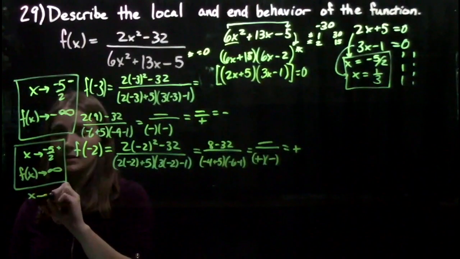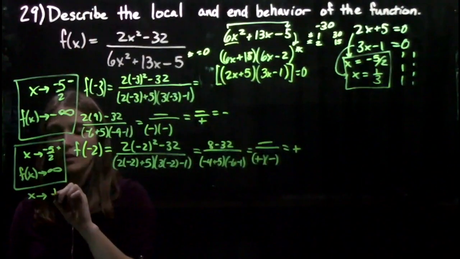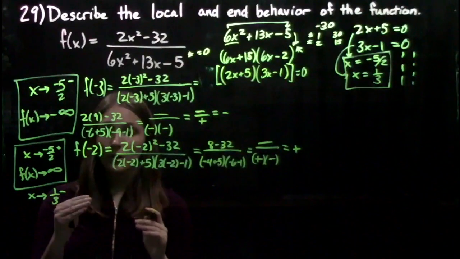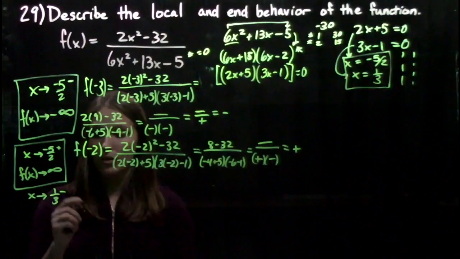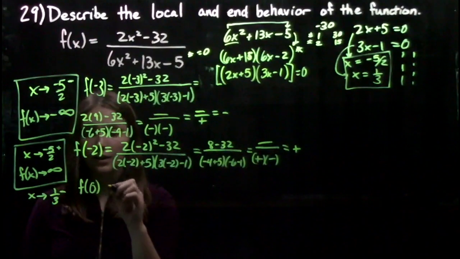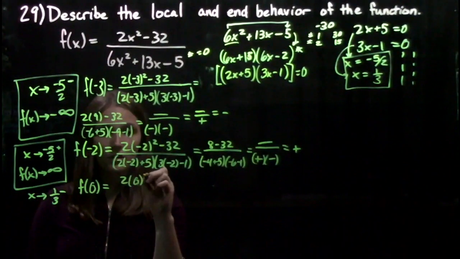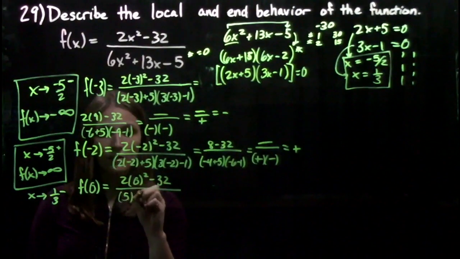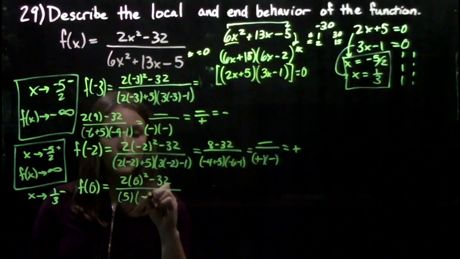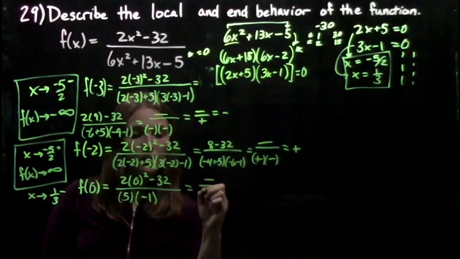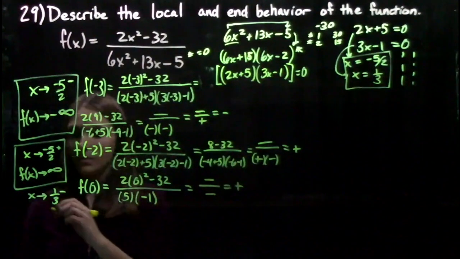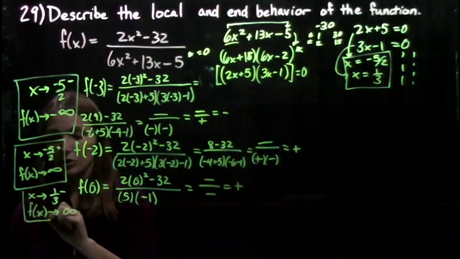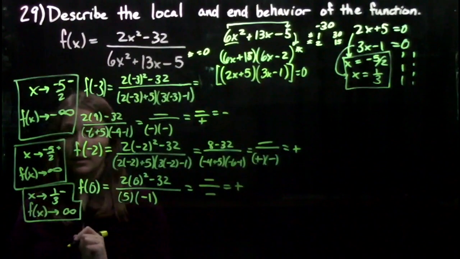Next we want to look at as x approaches the next one, 1/3 from the left. So as x approaches 1/3 from the left, we want to look at a value that's going to be a little bit less than 1/3. So we'll look at f of 0. So f of 0 equals 2 times 0 squared minus 32, all over 2 times 0 is 0, so we'll have 5. And then 3 times 0 is going to be 0 minus 1. So we'll have a negative number over a negative number, which is a positive number. So we'll have f of x approaching positive infinity as x approaches 1/3 from the left.